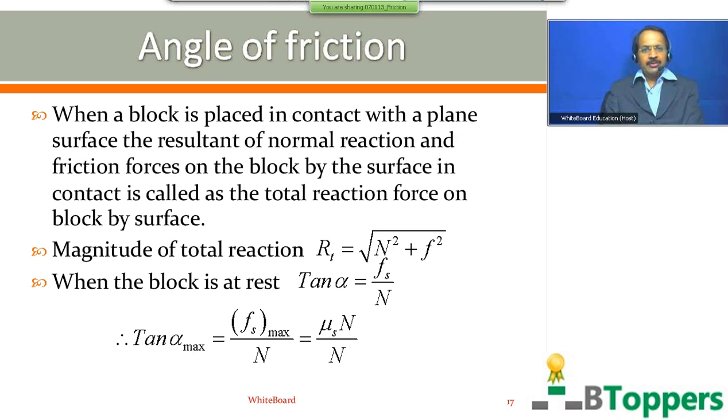As I explained earlier, alpha is maximum when the static friction reaches the maximum value. So tan alpha maximum, you can write F_s maximum divided by N. F_s maximum, you can write mu_s into N. This maximum value of alpha is denoted by phi. That is called the angle of friction between the two surfaces. Those who are writing the notes, come on, finish writing. In case you need more time to copy the notes, you can pause and take more time.